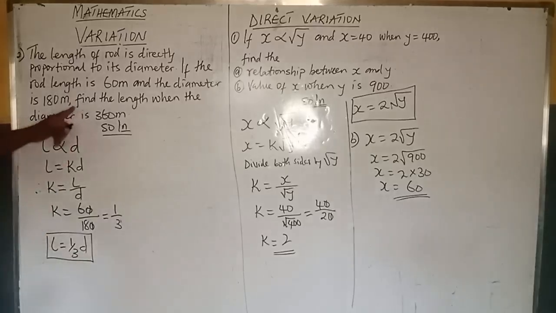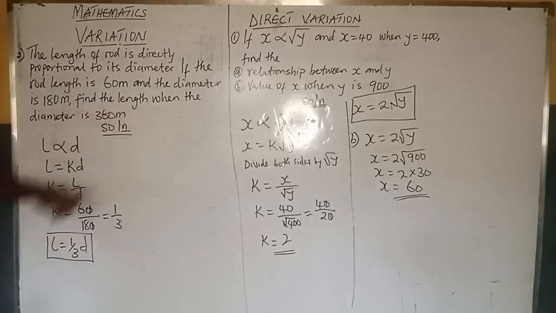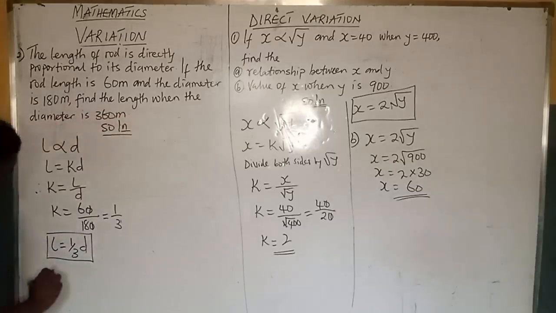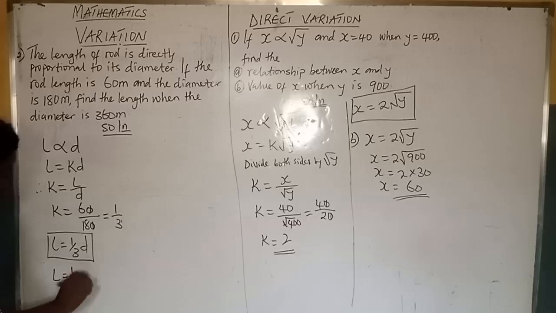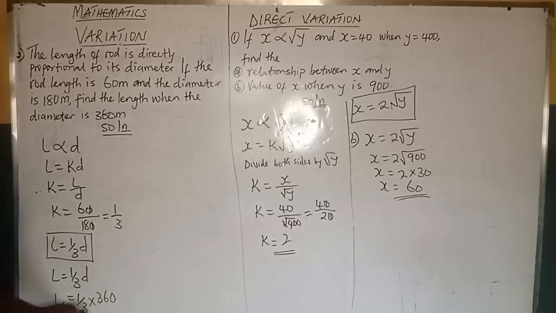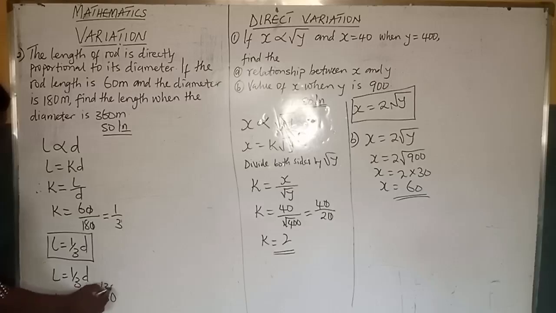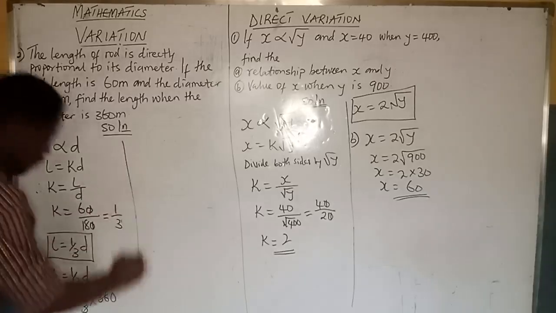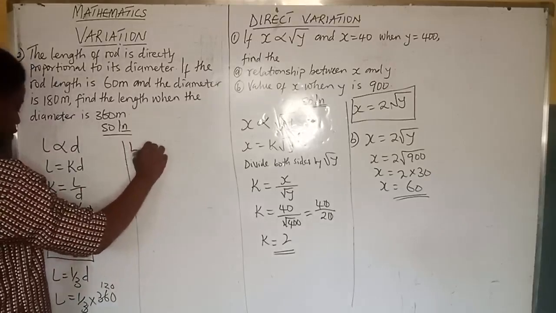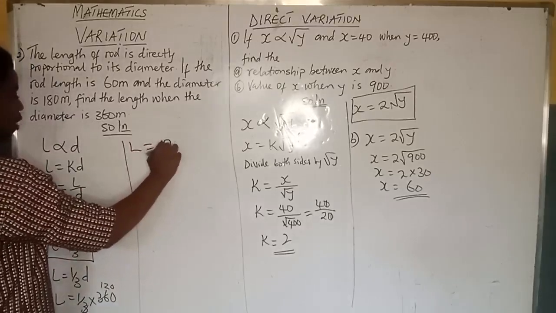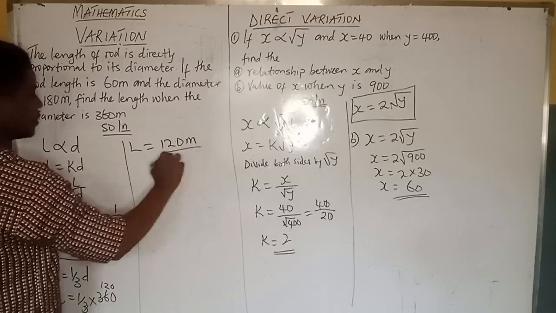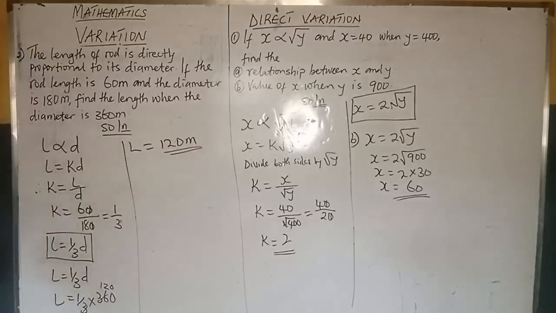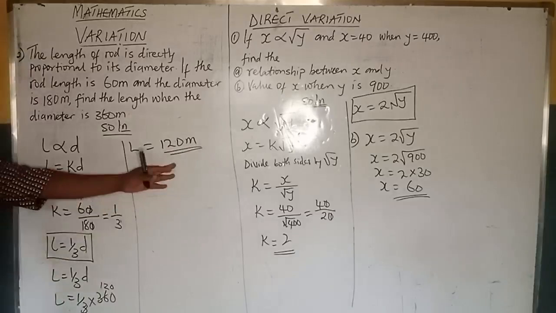Now, going further, it says find the length when the diameter is 360. So L is equal to 1 over 3 D. So L will be equal to 1 over 3 times 360. 3 in 36 is 12, so that's 120. Therefore, your length is equal to 120 meters. Alright, so this is your final answer.